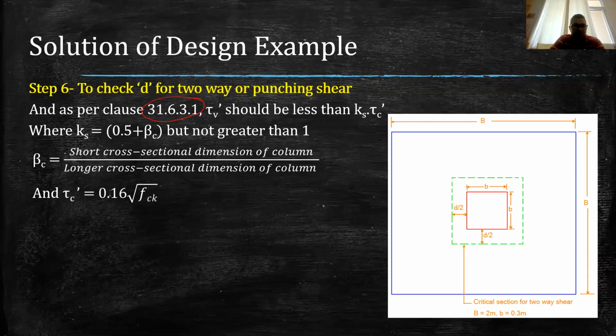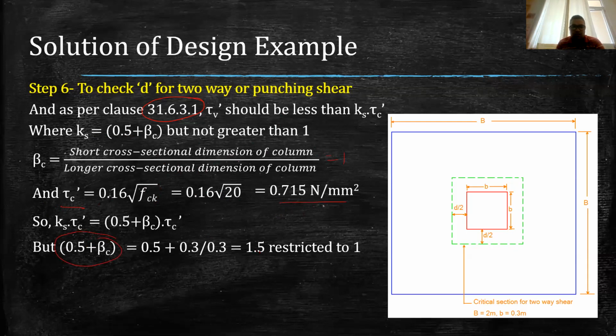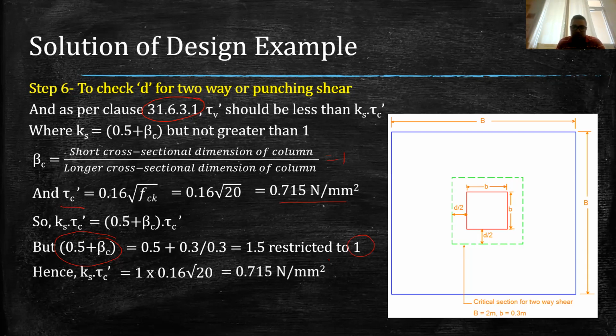So beta c is 1 and Ks value will be 1. So here we can calculate the tau c dash value, which is 0.16 under root fck, and putting the value we get tau c dash as 0.715. So ultimately Ks into tau c becomes, as I said, Ks value cannot be higher than 1. So therefore Ks value will be 1. So Ks into tau c value becomes 0.715 Newton per mm square.